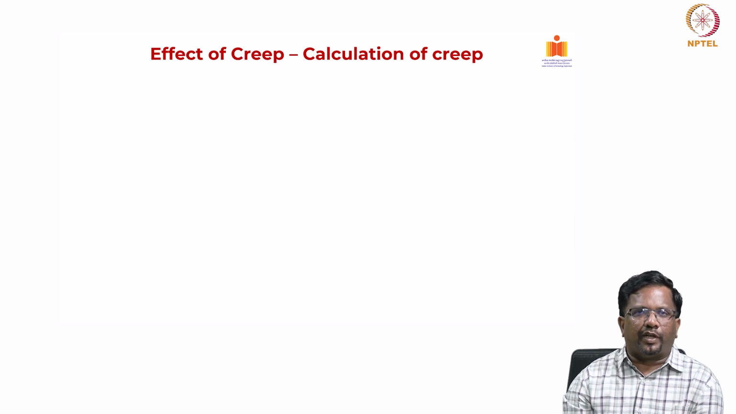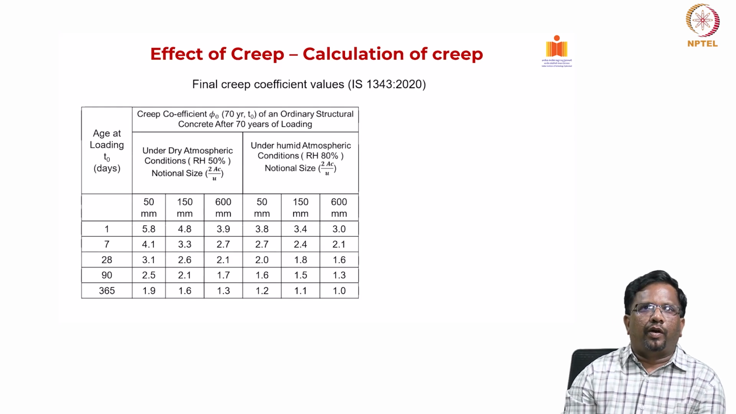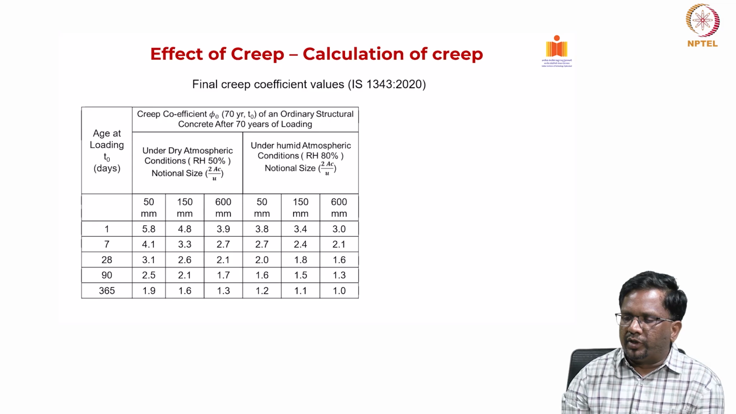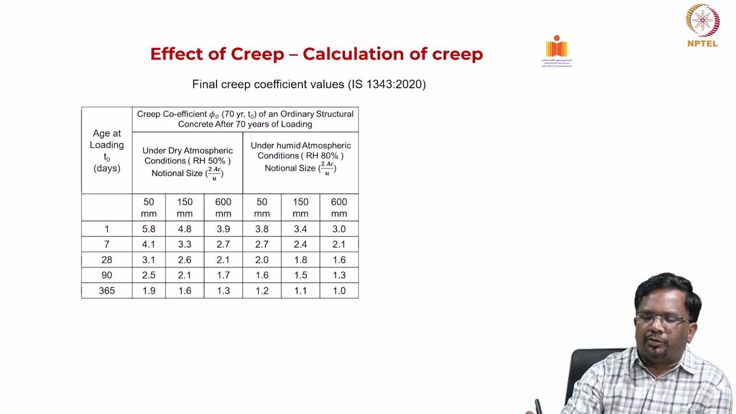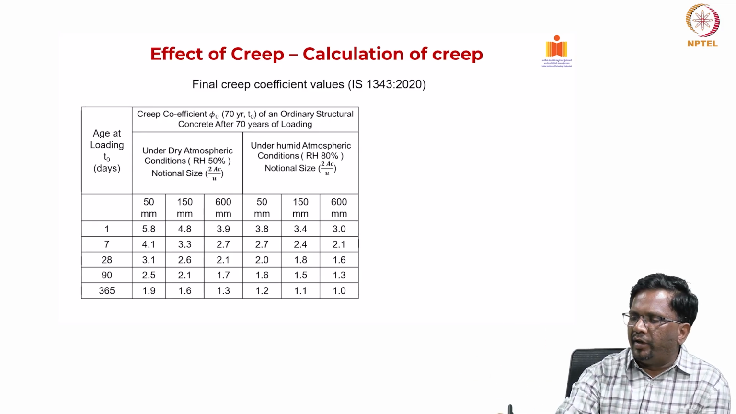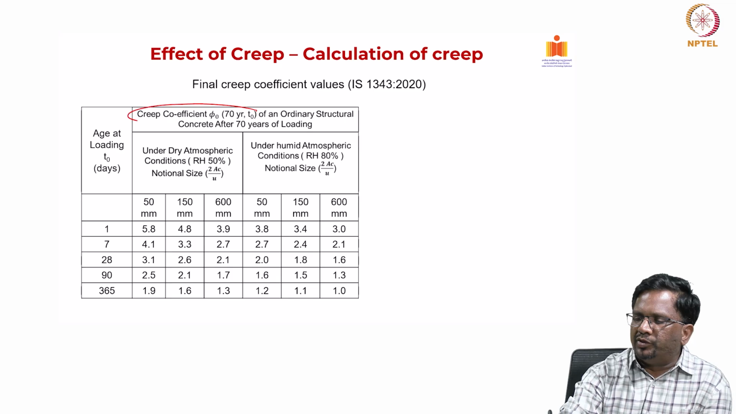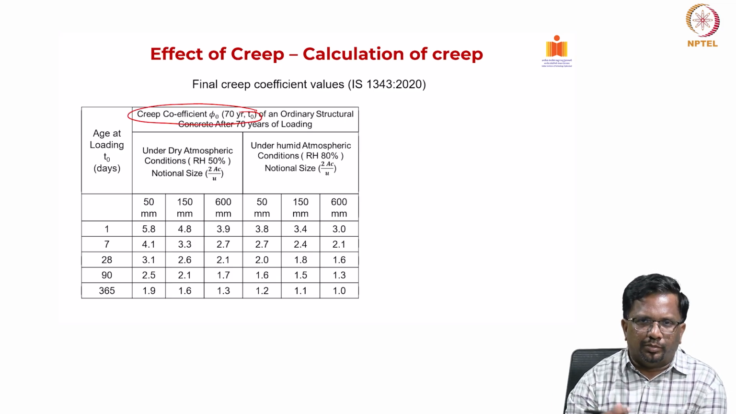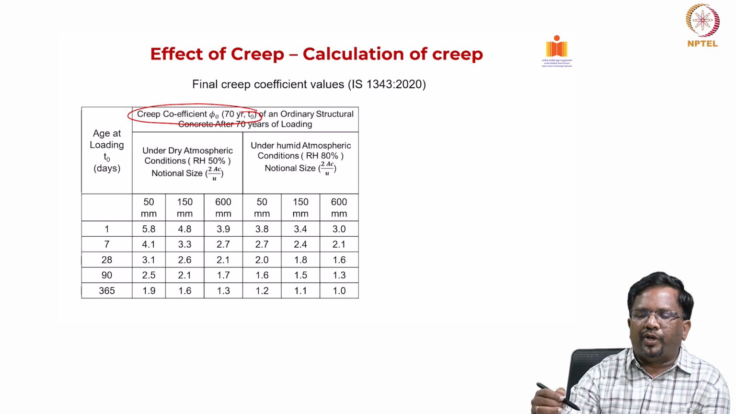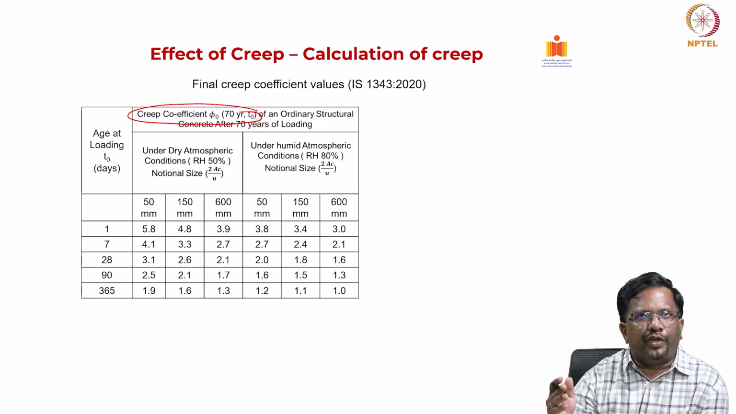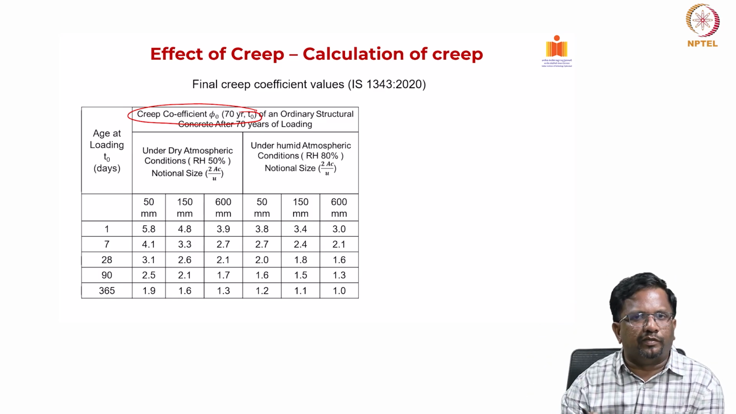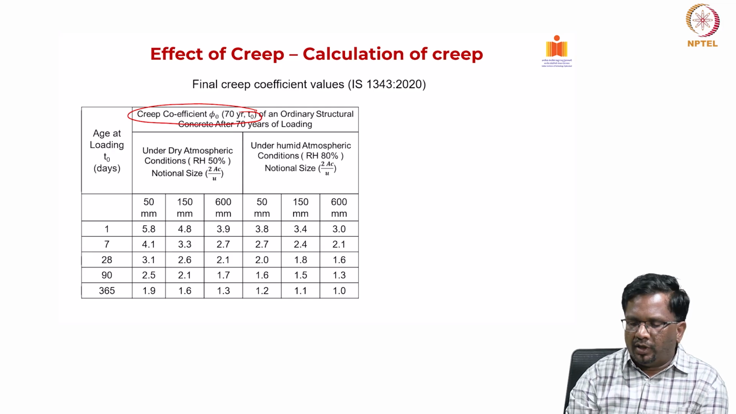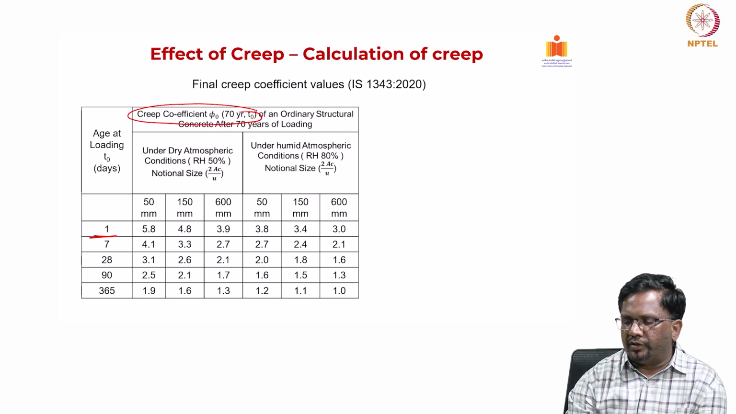So, this way we calculate your values. The code also gives you directly, instead of this equation, I can directly get my notional creep coefficient using this table, which is given in IS 1343. Basically, this table gives you directly the value of phi naught that happens at 70 years, which is a notional creep coefficient. Now, you can see here, as I told you, this is the volume to surface area.